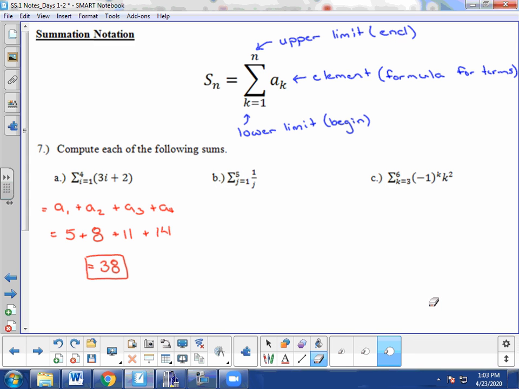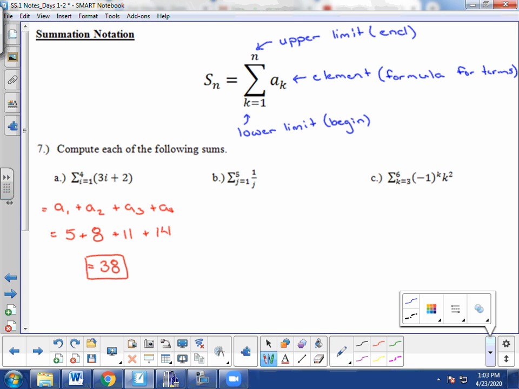Okay, so let's go ahead and take a look at 7b here. In this case, we want to add together the first five terms. So j is 1, meaning we're going to start at 1. The upper limit is 5, meaning we're going to end at 5. So what we want to do here for b is take a sub 1 plus a sub 2 plus a sub 3 plus a sub 4 plus a sub 5.